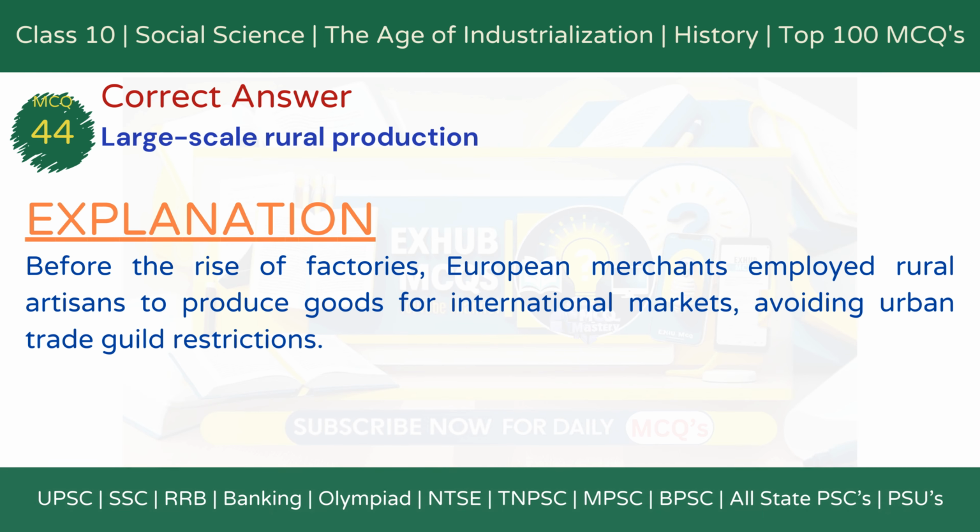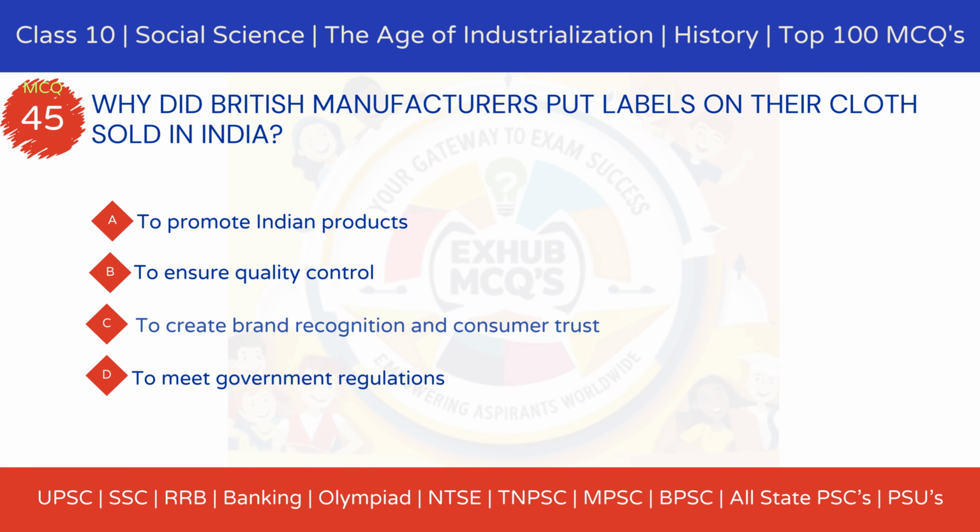The correct answer is option C, large-scale rural production. Explanation: before the rise of factories, European merchants employed rural artisans to produce goods for international markets, avoiding urban trade guild restrictions. MCQ 45. Why did British manufacturers put labels on their cloth sold in India?